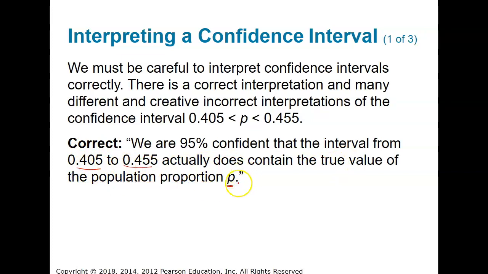So the value that's fixed is this population proportion P. We don't know what it is, but it's fixed. And depending on the sample that you gather, the endpoints of the confidence interval are going to be slightly different. So we want to write it in such a way that that is clear. This is the fixed part, and these are the parts that actually could change.